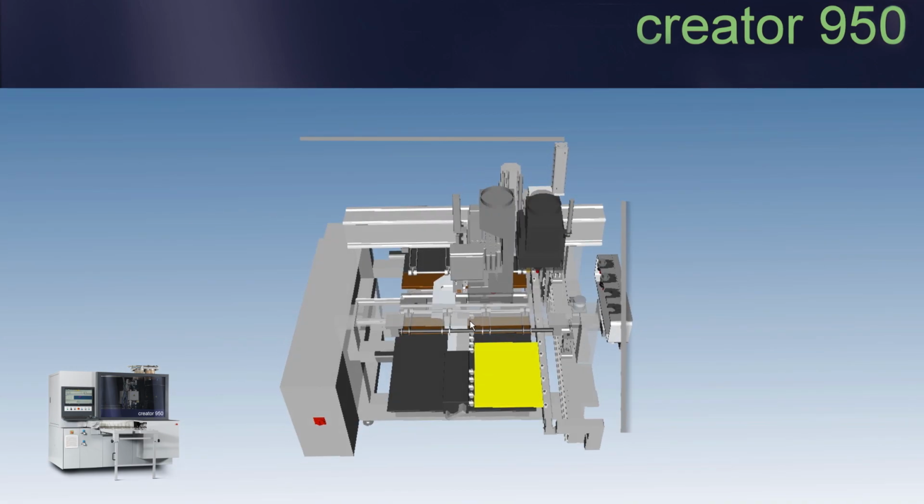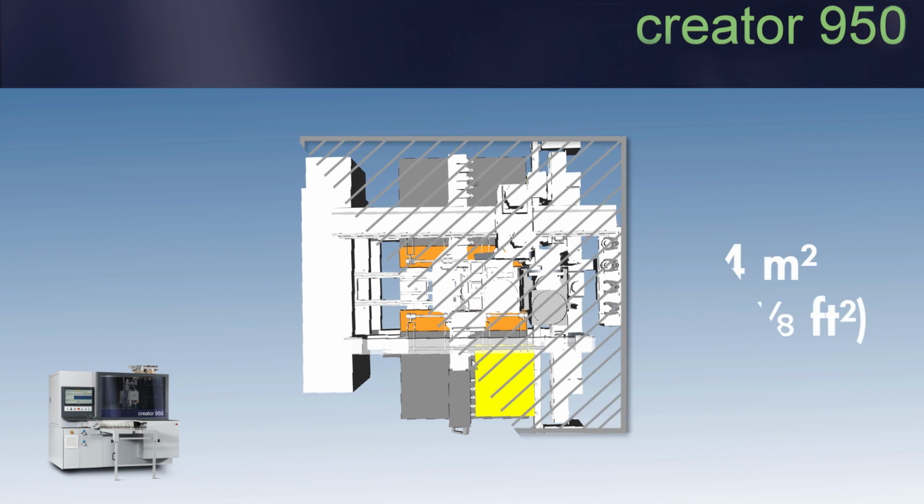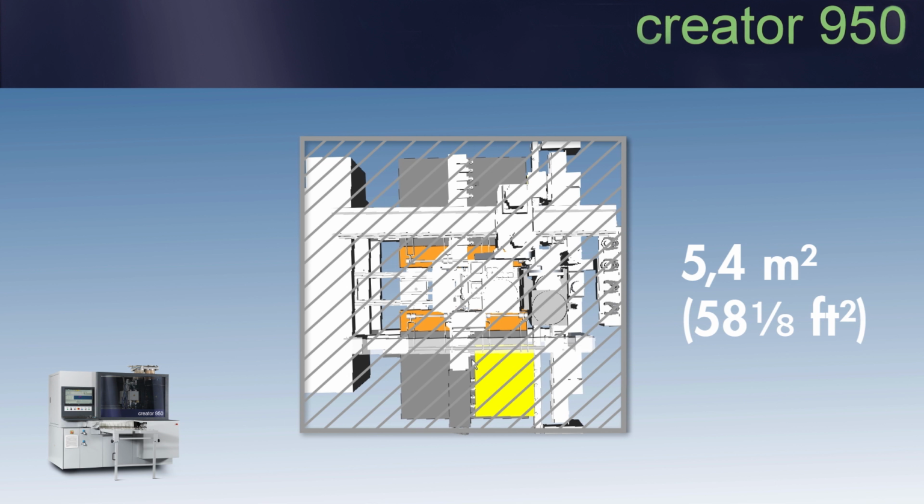All of the models require a minimal floor space of only 5.4 meters squared. For this reason, the machine is also suitable for small workshops or as an addition to an existing CNC machine to increase capacity.